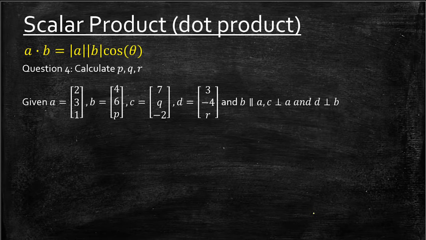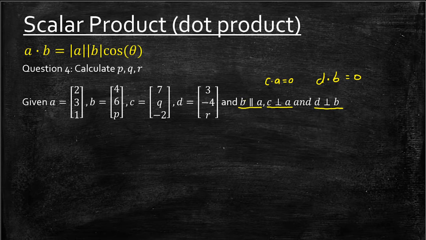So here's the last question using the scalar product or the dot product. Calculate p, q, and r given that a is this vector, b is this vector, c is this vector, and d is this vector. But we also know that b is parallel to a. We know that c and a are perpendicular, and we know that d and b are perpendicular. And again, because we know they're perpendicular, we know that the dot product between the two should equal 0.